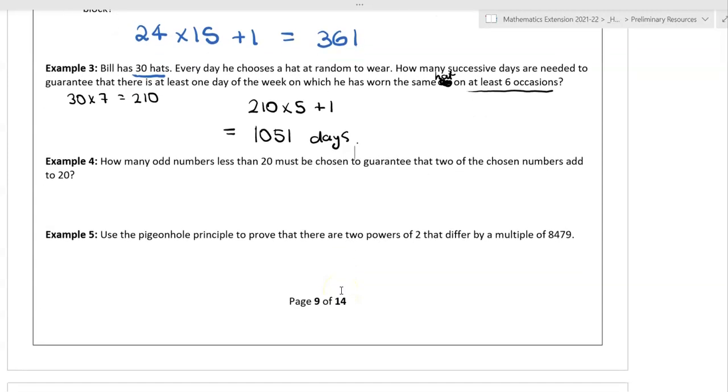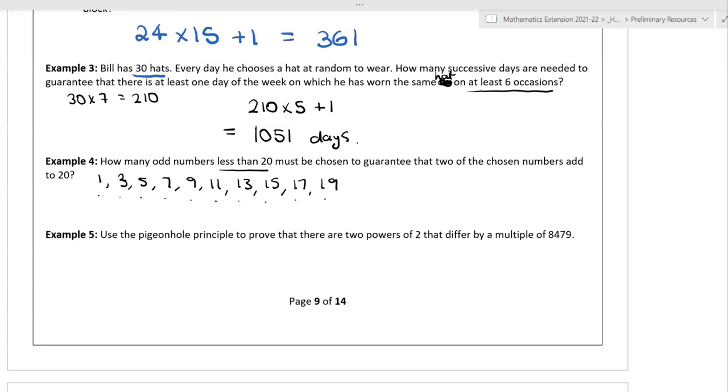Okay, example 4. How many odd numbers less than 20 must be chosen to guarantee that 2 of the chosen numbers add to 20? Well, to start, I'm just going to list out the odd numbers. Let's see if this will help us by starting with what do we actually know. Okay, so there are my odd numbers: 1, 2, 3, 4, 5, 6, 7, 8, 9, 10 of them.